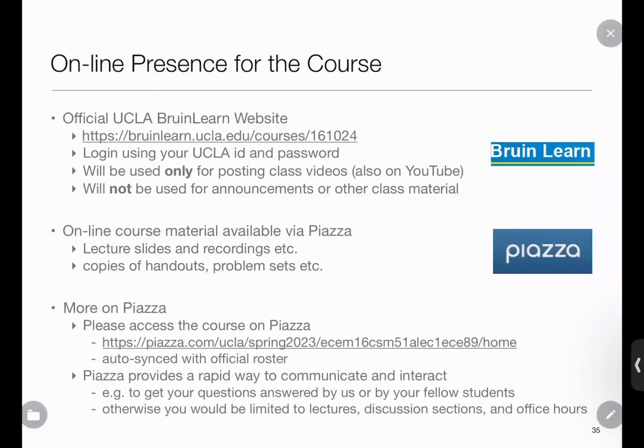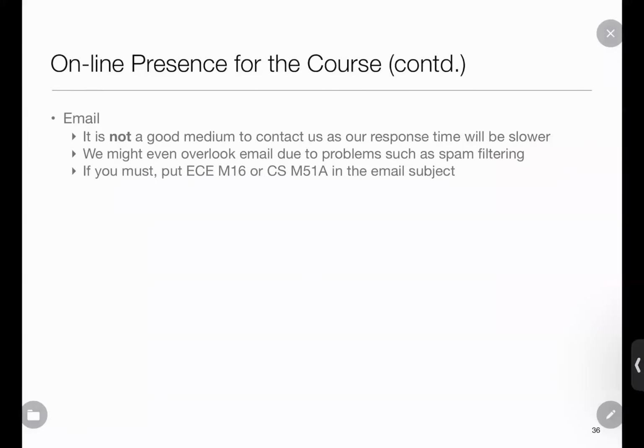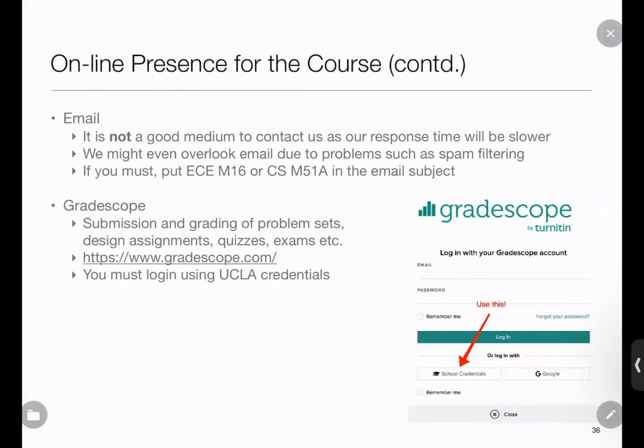More on Piazza. So what else? Email, I have repeatedly said, is not a good way to reach me or the TAs. So try to use Piazza. We are going to use Gradescope. Hopefully you have encountered Gradescope. Again, it's another UCLA sanctioned thing. I'm not using anything which is not officially approved by UCLA, so just want to put you at ease in terms of any privacy considerations.